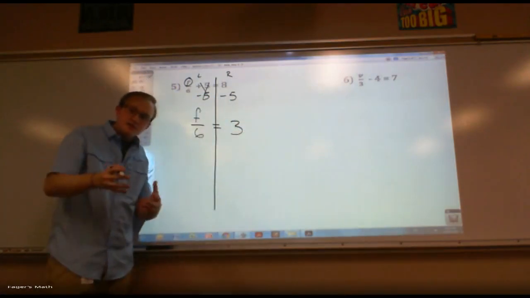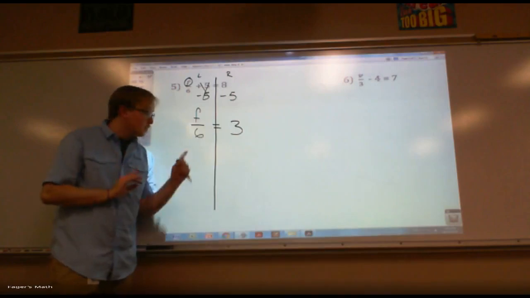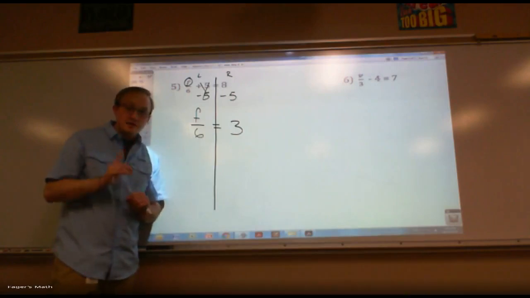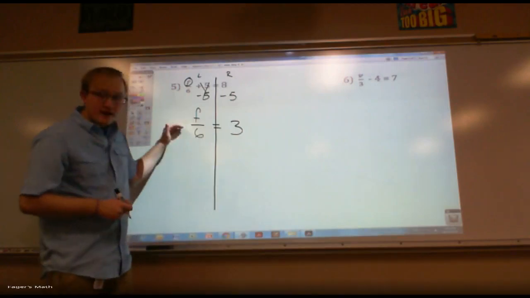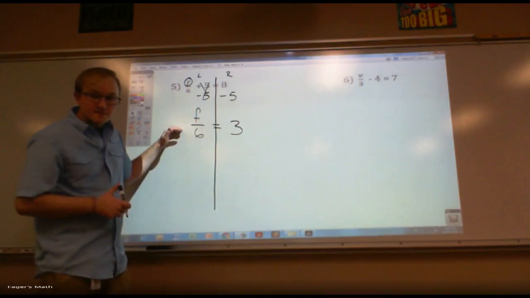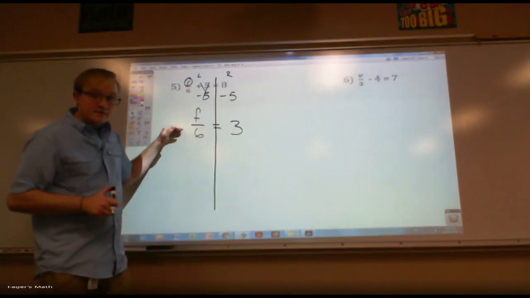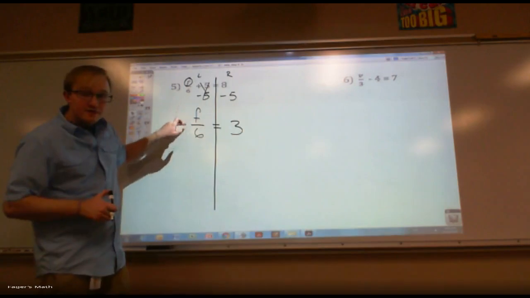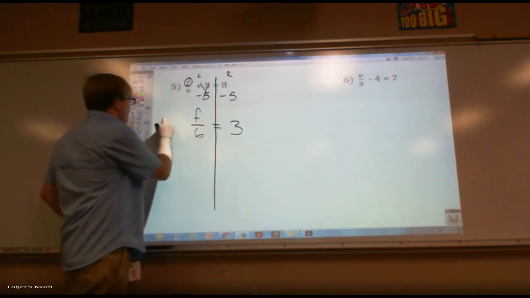This step, there's a reason that these are two-step equations. There's only one more step to solve this, and I think you might know what it is. What does a fraction symbolize? Well, hopefully you're saying division. This is f divided by 3. That's what this bar means.